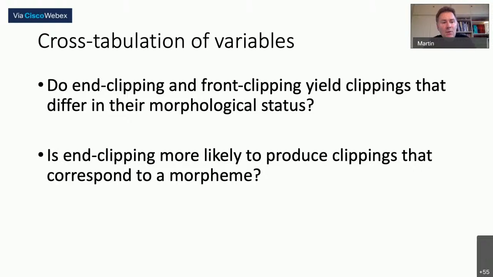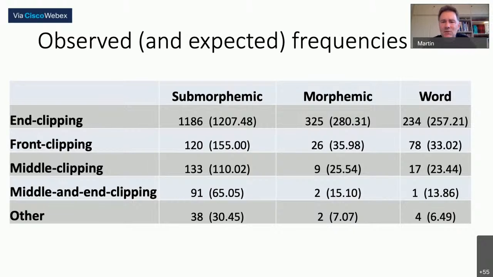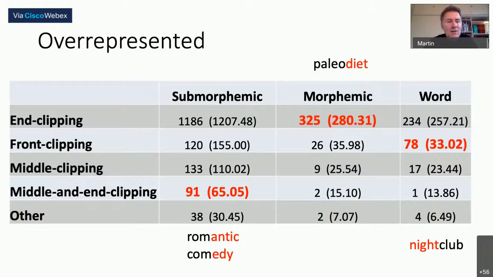So putting those 2 together, we can ask whether end clipping and front clipping yield clippings that differ in their morphological status. So is perhaps end clipping more likely to produce clippings that correspond to a morpheme rather than a submorphemic unit? Again, let me make this more concrete. This slide shows you a cross-tabulation of the 2 variables. So by comparing the observed frequencies against the expected frequencies in the brackets, we can identify overpopulated cells and underpopulated cells.